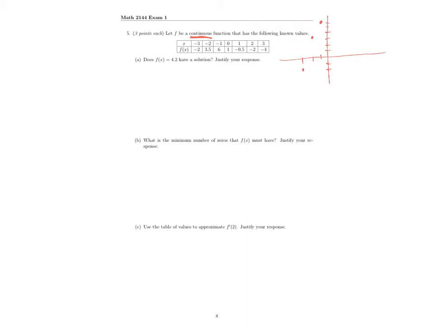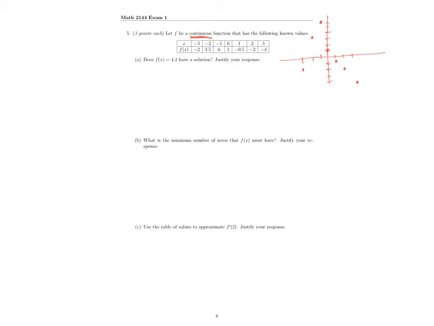Okay, and then when x is 0, my function value is 1. When x is 1, my function value is -0.5. When x is 2, my function value is -2. And when x is 3, my function value is -4. So that can help you visualize what the function might be doing. Those are just points on our function. We just know it's continuous in between those points somehow.